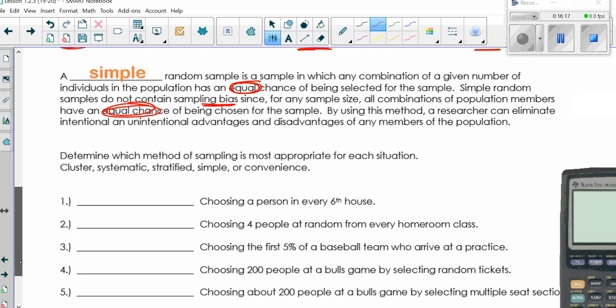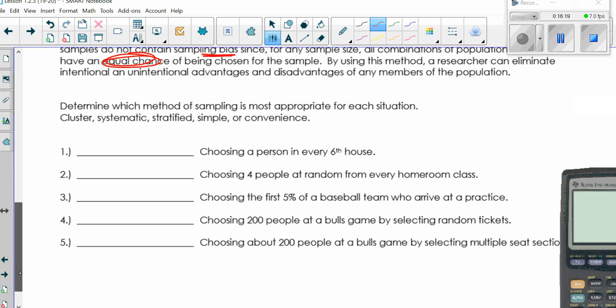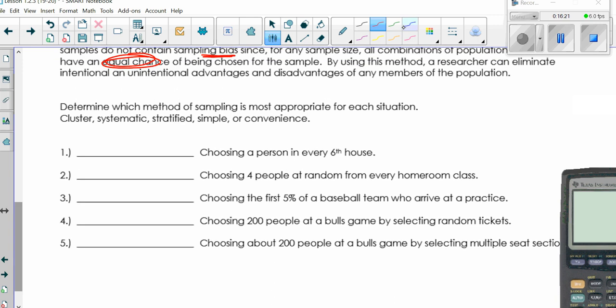Okay. The next one, we're going to try to identify situations in which we get cluster, systematic, stratified, simple, or convenience. So a lot of times reading through the definitions, it seems like it makes sense, and then we get a scenario like these 5, and then it's like, ooh, which one is it? So this should help kind of clarify what each one would look like as an example. Okay. Sometimes reading through them and just picking out the easiest one is the best way to go, or if you recognize one and then don't get it, move on, skip it.